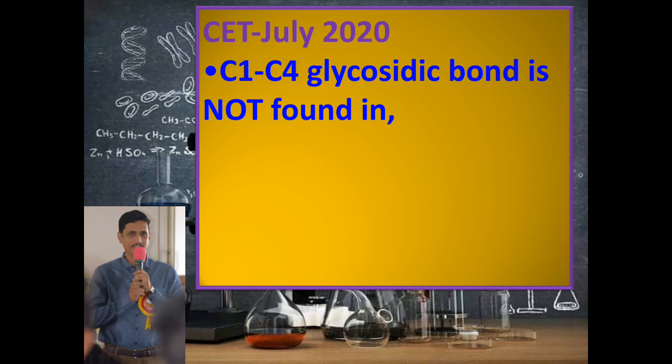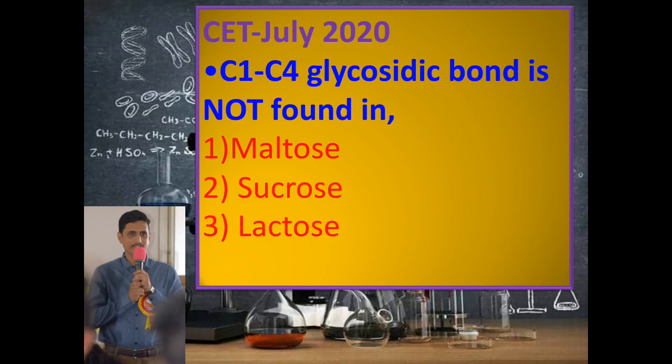The question is like this: the C1 C4 glycosidic bond or linkage is not found in, options are maltose, second option sucrose, third one lactose, and fourth one starch. I'll repeat the question once again. It's this year's CET examination question. The C1 C4 glycosidic bond is not found in maltose, sucrose, lactose or starch.